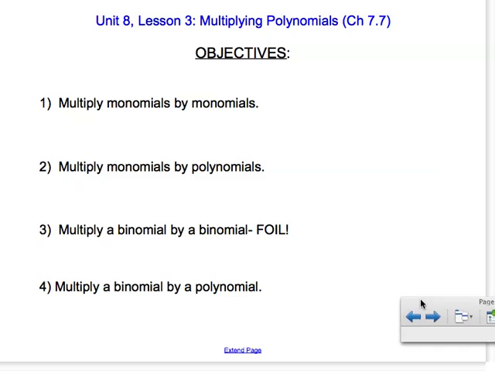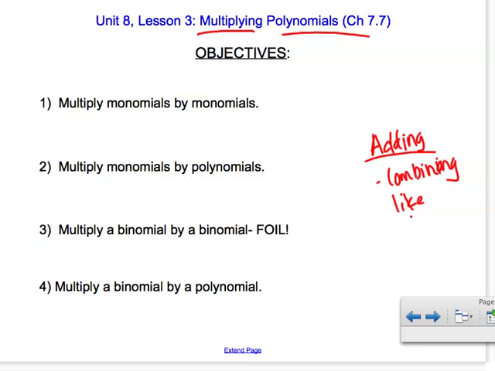So, we are talking about multiplying polynomials today. What's important to remember is that in contrast to yesterday, when we were adding, combining like terms, it's very different when we multiply. We don't have to have like terms when we multiply. So we multiply one monomial by another monomial, and a monomial by a polynomial.